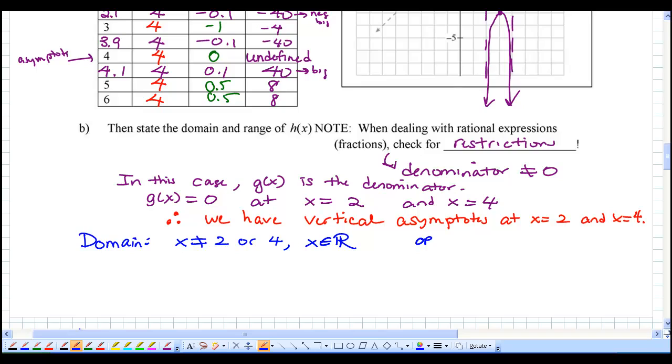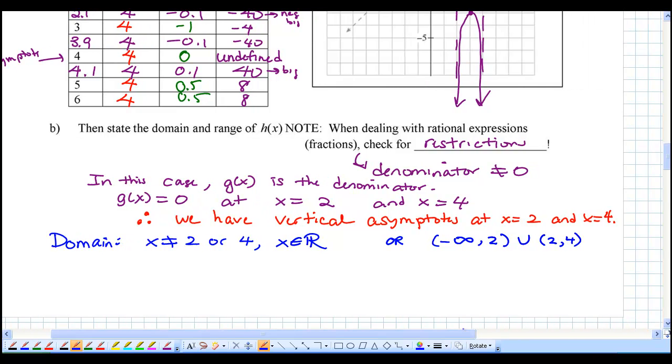Or if you like that set notation, just to bring that back, and for those of you taking calculus, you should know the set notation quite well. Negative infinity to 2, the union from 2 to 4, and then also the union from 4 to infinity. Okay, review that stuff from grade 10 if you don't remember. For those of you not taking calculus, who cares about that? This answer is perfectly fine.